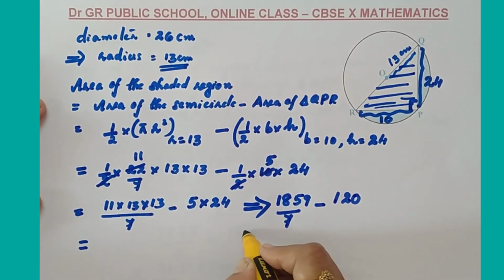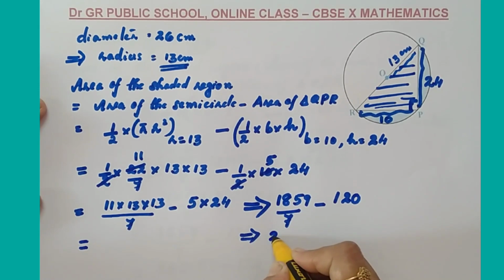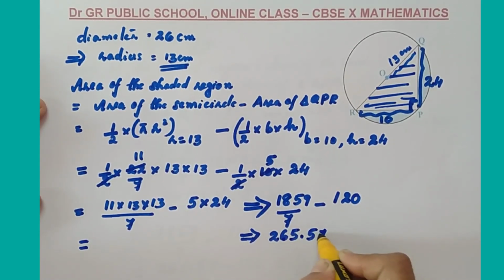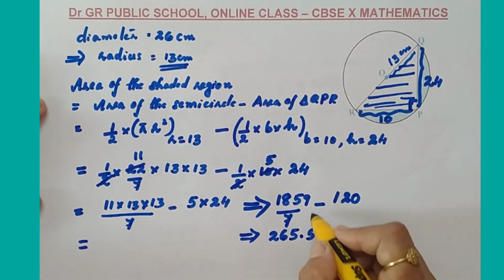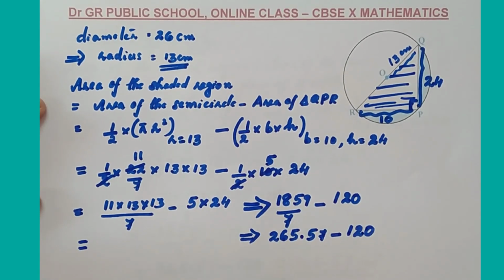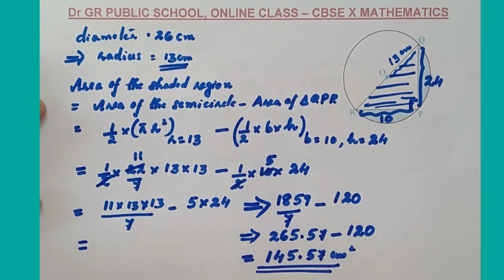Listen to the calculation, which implies 1859 divided by 7 is 265.57. 265.57 you will get minus 120, you know, to subtract. Subtracting you will get the answer 145.57 centimeter square is the answer. So remember how to find the area of this shaded region.